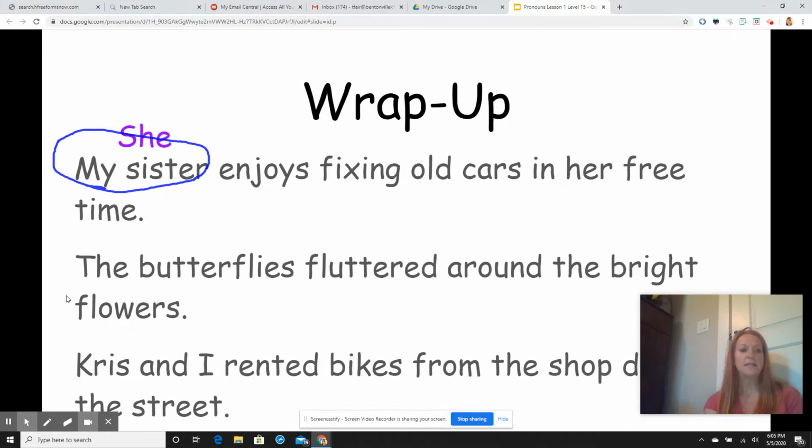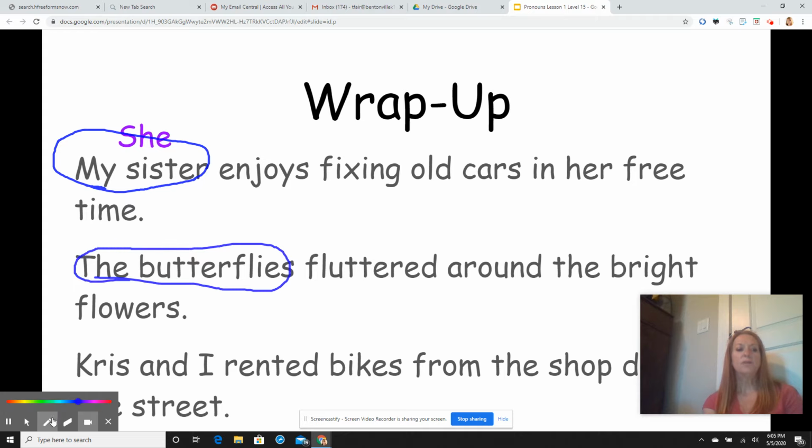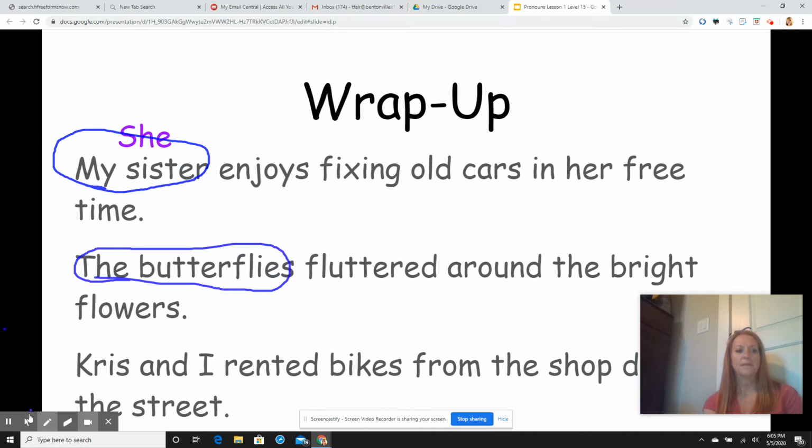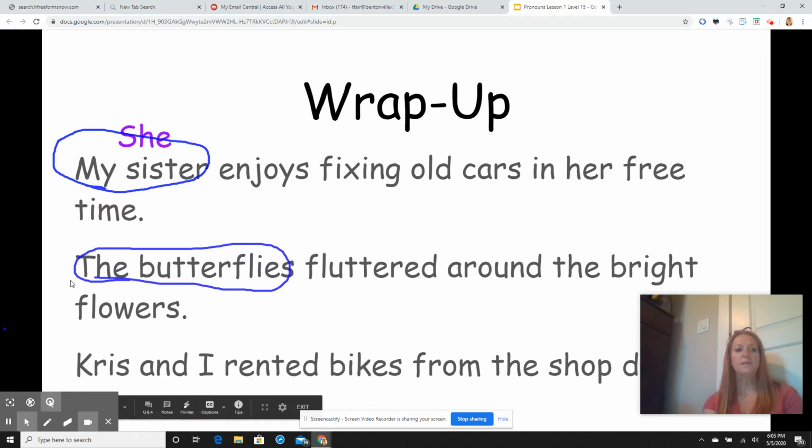Okay, let's look at the next sentence. The butterflies fluttered around the bright flowers. Okay, what can we put in place of the butterflies? Right again. Y'all are so smart. The butterflies. You could put they. They fluttered around the bright flowers. Okay, look at the next one.